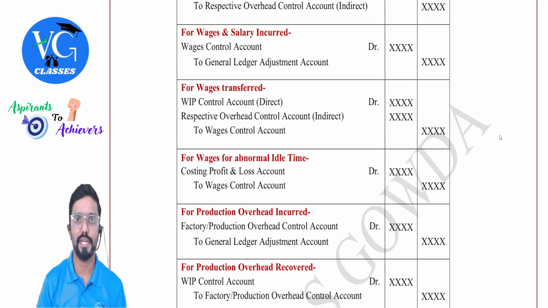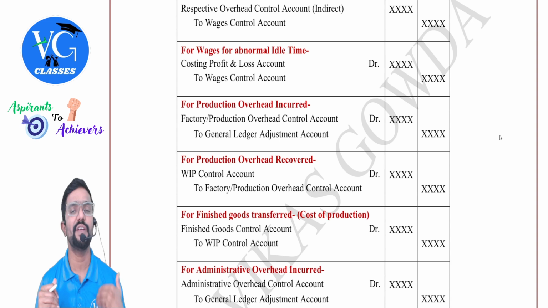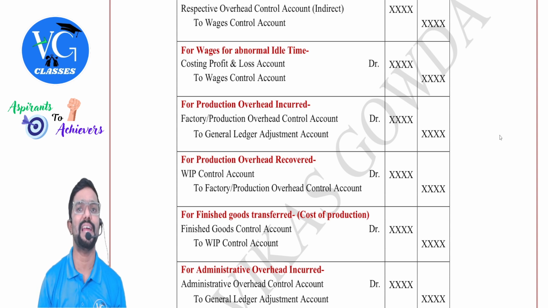Wages to general ledger. Direct wages we have to transfer to WIP control account and indirect to the respective overhead. If the question is sent, where do you send it to? Factory overhead. Then, if by chance the wages account has any closing balance which is not getting tallied, then we call it as what? Wages paid for abnormal idle time.